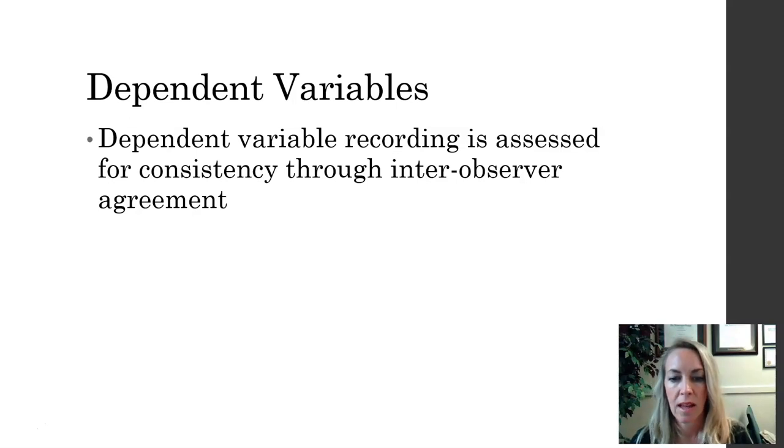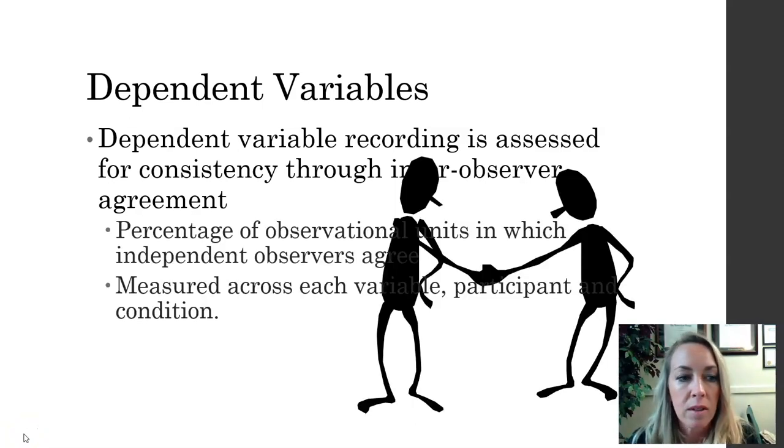Dependent variable recording is assessed for consistency through what we call inter-observer agreement. Inter-observer agreement, or IOA, is the percentage of observation units in which the independent observer agrees. So a second independent observer collects data alongside another observer, and they look for agreement once data collection is complete. This needs to be measured across each condition, each participant in the study, and each variable. If we don't have agreement for the reliability of the recording, we need to strengthen our definition or our data collection methods.